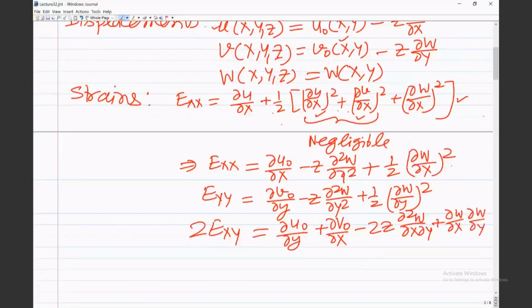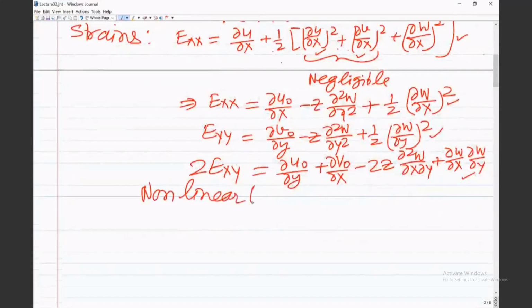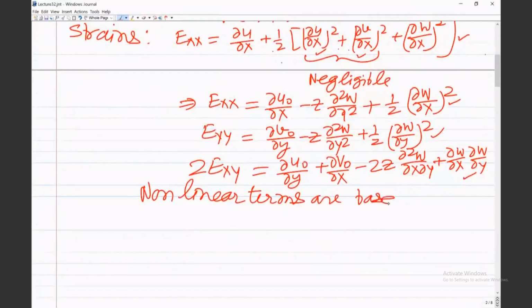So this kind of nonlinearity in the literature, if you look at this term which is added in the exx, this term which is added in the eyy, and this is one which is added in exy. So this theory is based on saying that the gradients of u, squares of gradients of u and v are negligible, so then only w terms are there in the nonlinear strain. So this theory was first proposed by von Karman. So we call these nonlinear terms based on the von Karman assumption.